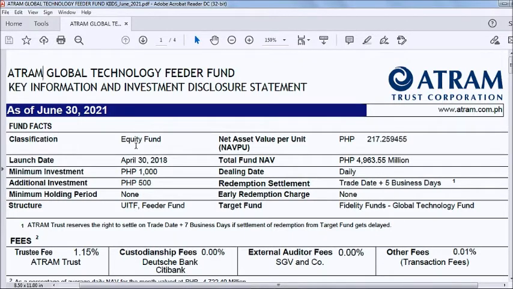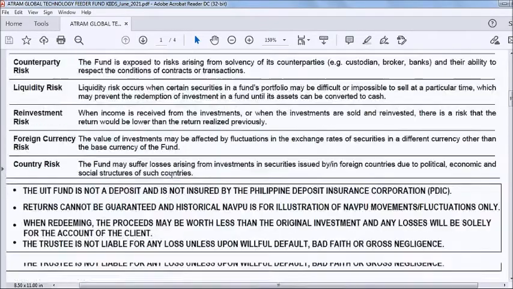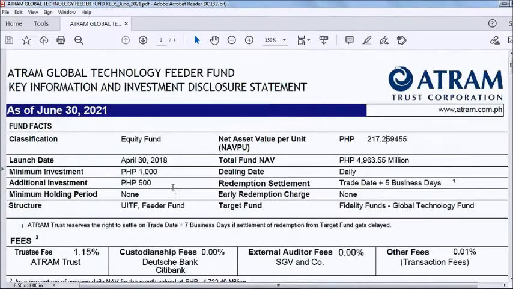So, for example, yung net asset value per unit niya, this is as of June 30, 2021. Today is already September, so this might already be updated. So, we'll go through this document. Pag-uusapan natin yung ATRAM Global Technology Feeder Fund. As of June 30, 2021, let's go to the fund facts.